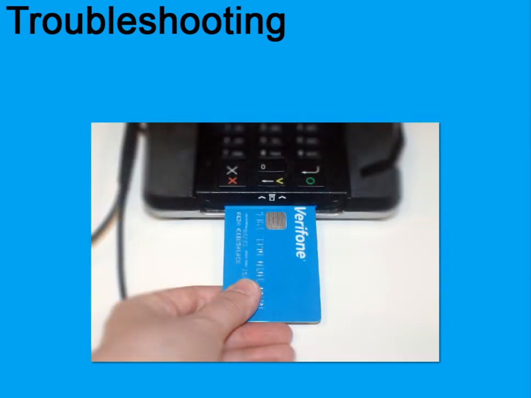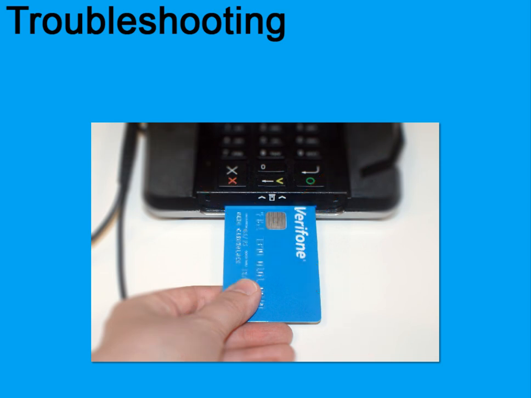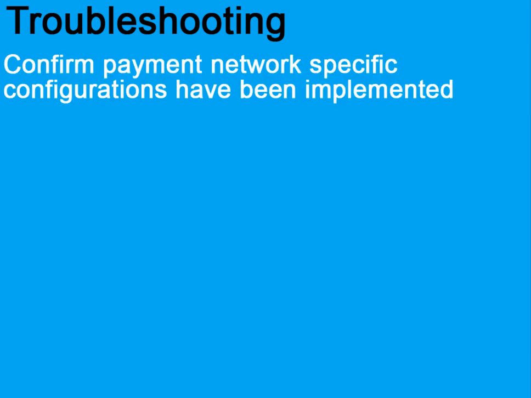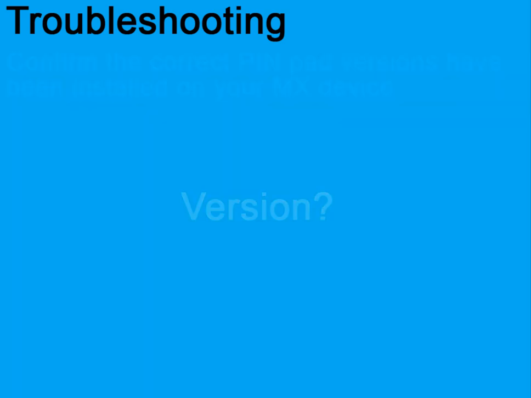In the event your EMV configuration did not update, in other words, you have no lights on the EMV slot, here are some things you may need to check. First, confirm that any additional payment network required configuration changes have been made. These changes are covered in the EMV Feature Reference Guide in the addendum sections.